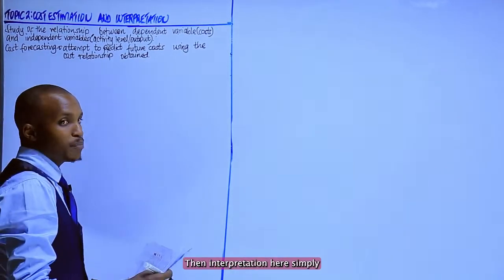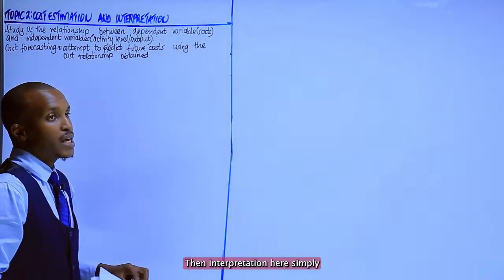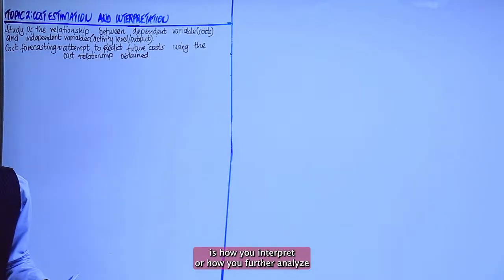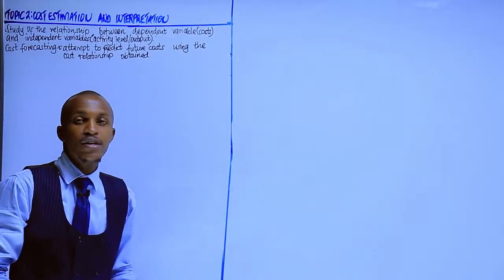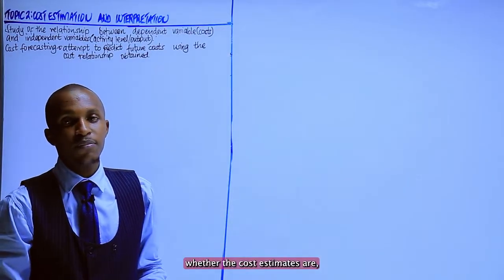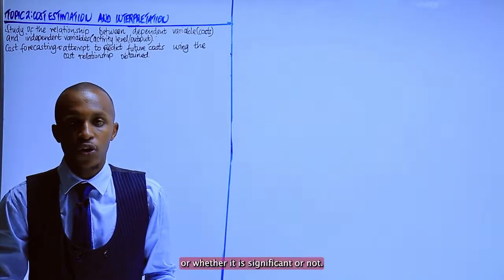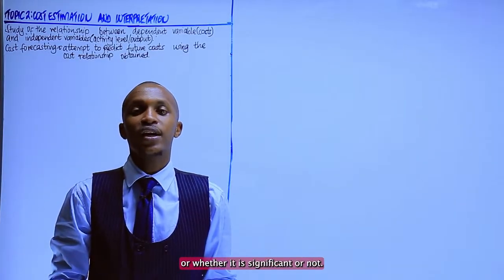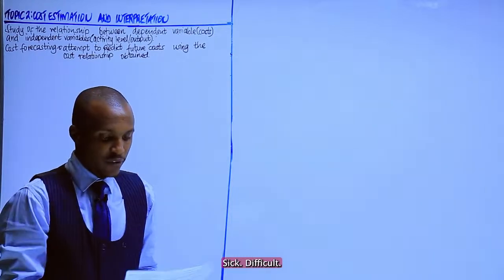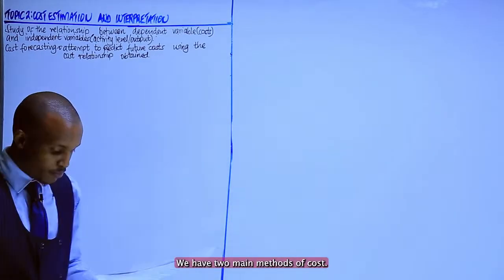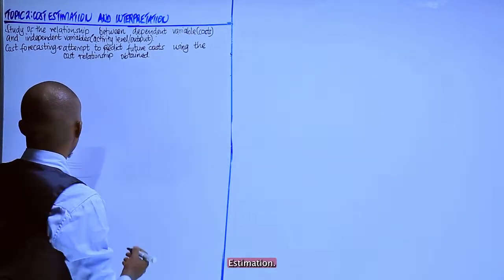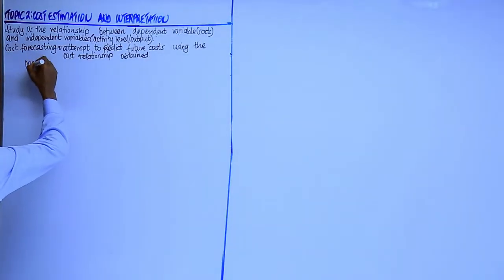Then interpretation here simply is how you interpret or further analyze whether the cost estimator relationship is good, or whether it is significant or not significant. We have two main methods of cost estimation.